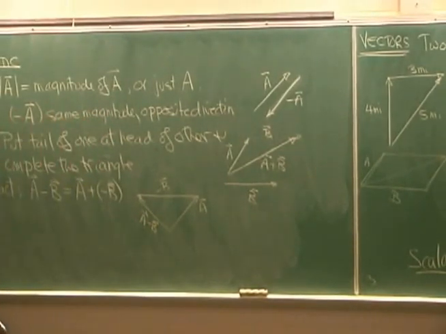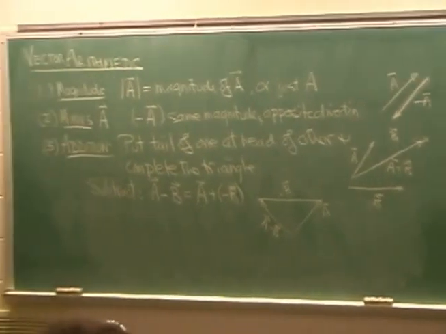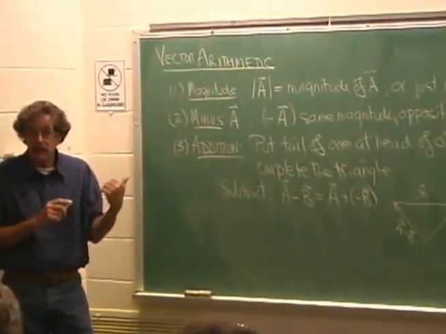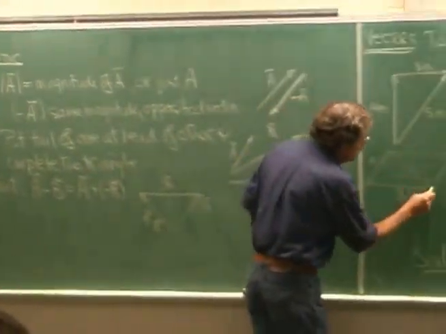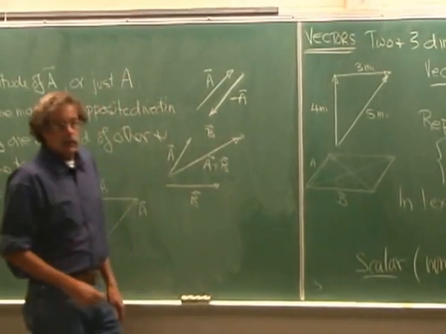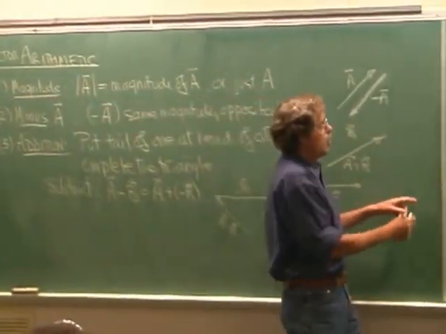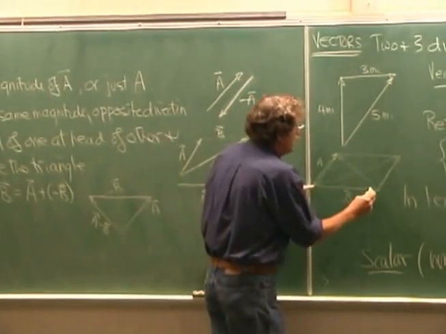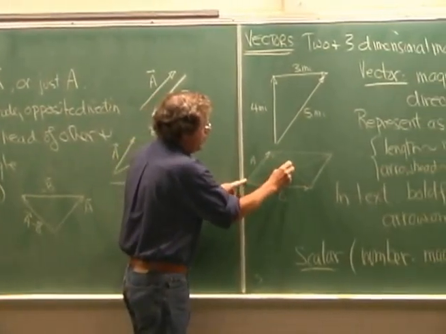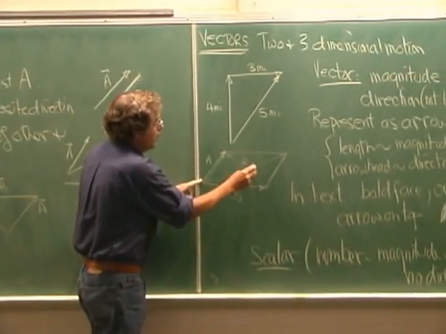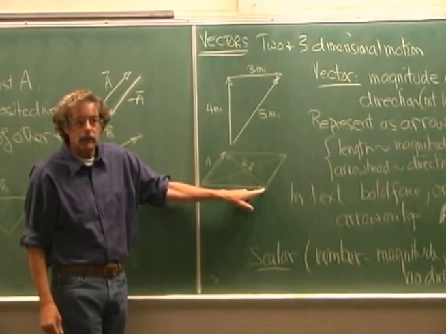So you don't need a new rule for subtraction. It is addition of minus B. Make sense? That's actually the other diagonal of the parallelogram, if you like. Being a little bit careful here. Now this is A minus B. Going the other direction with the head on the other end would be B minus A.